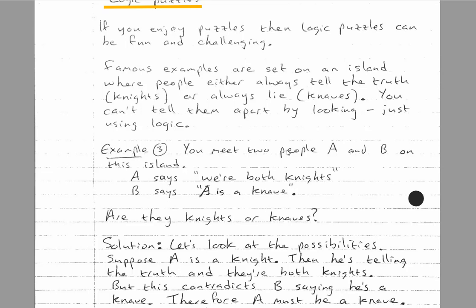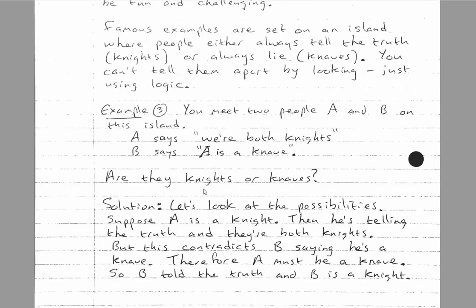Alright, so in this example, you meet 2 people called A and B on this island. A says, we're both knights. B says, A is a knave. So can we work out, are they knights or knaves, A and B?